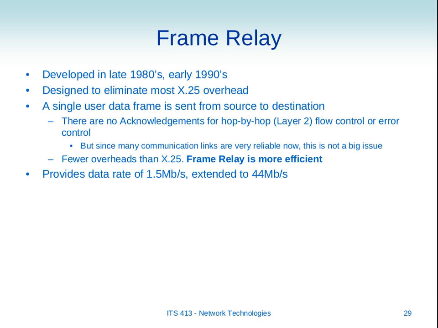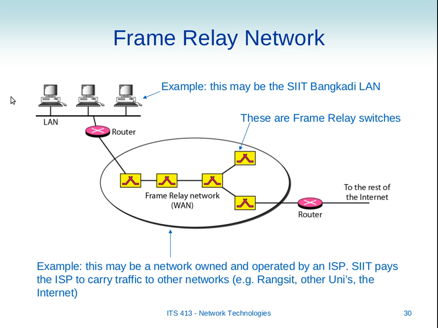An example of how such a network, either X25 or frame relay, may be set up is shown here. Let's say we have our local LAN inside our campus, and we have a router that's going to connect us to outside, to the rest of the internet. Then what we may do, instead of connecting between two offices with a point-to-point link, is pay an internet service provider to connect into their packet switch network. So an internet service provider or a telecom company may have their own packet switch network across Bangkok, which would be made up of a set of switches.